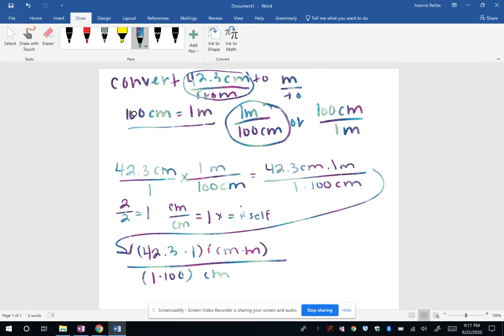Okay, according to the rules of fractions that I just described here, we can cross off centimeters. Okay, any number times 1 is itself. So we are left with 42.3 over 100. Meters is by itself because centimeters canceled out. So now we divide that by 100 and we get 0.423 meters as our answer.